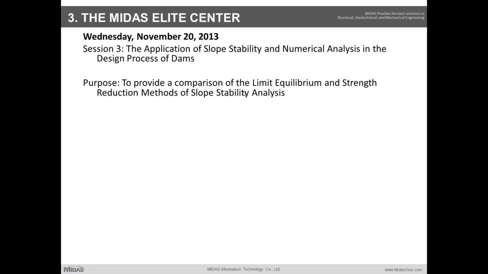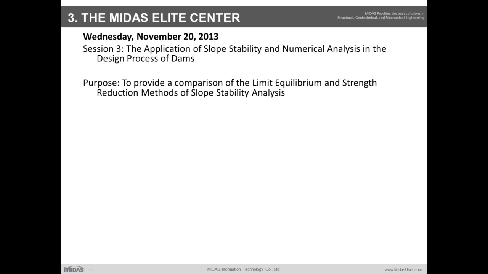Okay, so the purpose is to provide a comparison of the limit equilibrium method and the strength reduction methods of slope stability analysis. These are the two main analysis methods that are being used. The limit equilibrium method has been used for decades by geotechnical engineers, but now, once again, with the rise and the spreading of numerical modeling programs, the strength reduction method is becoming more and more prevalent, to the point where engineers are starting to lean towards the strength reduction method for a lot of their projects.